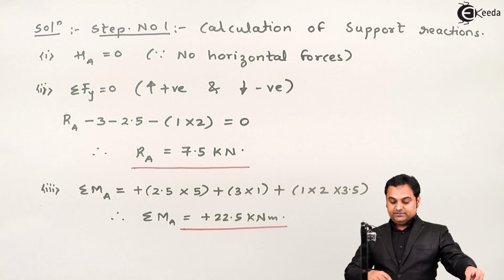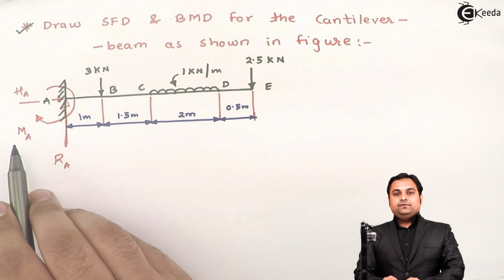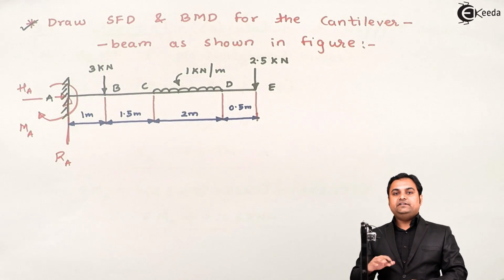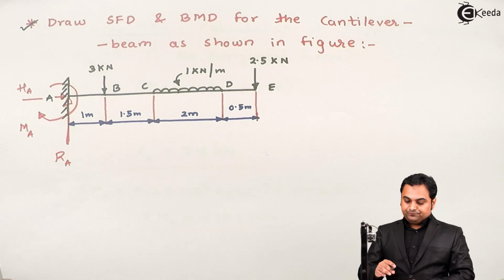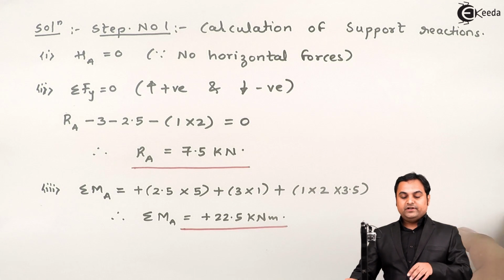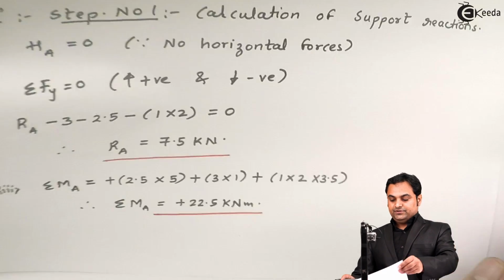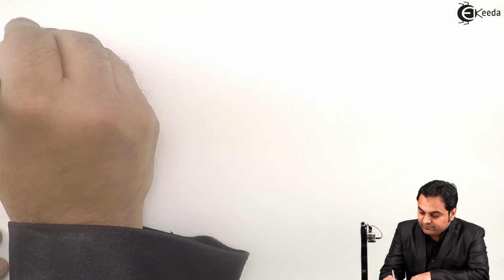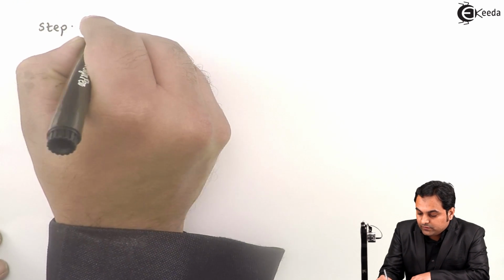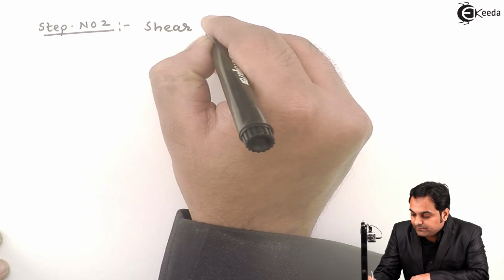Now this is the reaction bending moment. It means here I am getting the moment in the positive direction, that is a reaction, but the moment produced because of the forces will be in anti-clockwise direction. So here, after this, I can say that step number 1 is completed. Next, step number 2, which is the shear force calculation. So here we have step number 2, in which I'll calculate the shear forces.